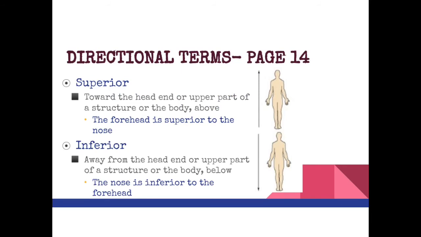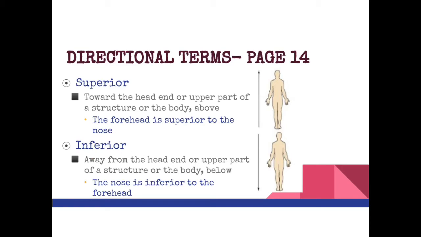With directional terms, a lot of these come in pairs that are opposite of one another. Okay, so our first pair here would be superior and inferior. So superior means toward the head end or upper part of a structure of the body, or above. So just think of superior meaning toward the head, above. So when we use superior in a sentence, we can say the forehead is superior to the nose because the forehead is above the nose. So it's superior to the nose.